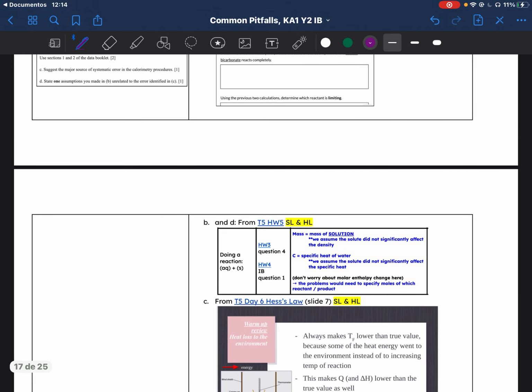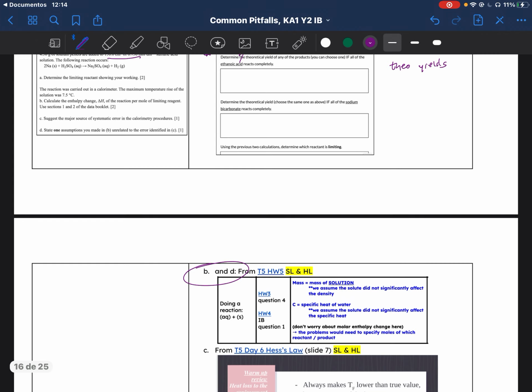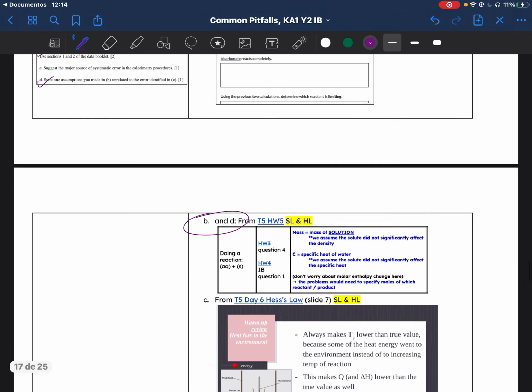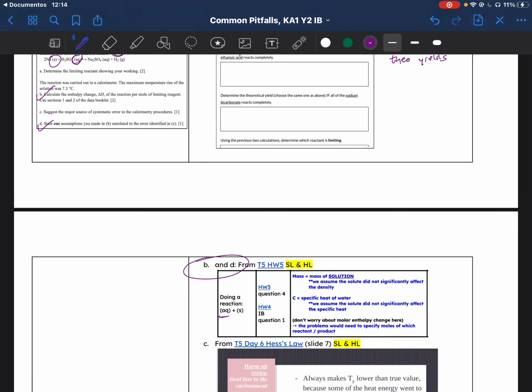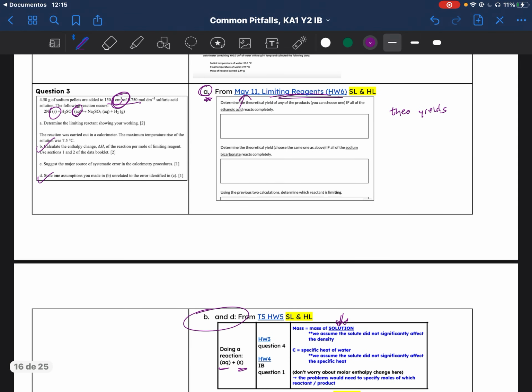All right, B and D. Where did we see B and D? Well, we saw that in T5 homework 5. So I should have seen this is an example of aqueous, right, plus solid. When I have aqueous plus solid, the mass that I use is my mass of solution in Q equals MC delta T. I saw some people trying to use this 4.5 grams.